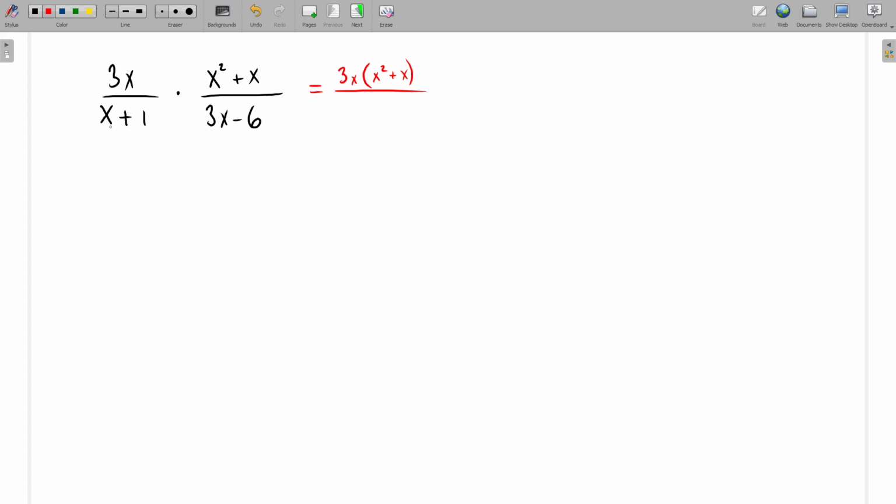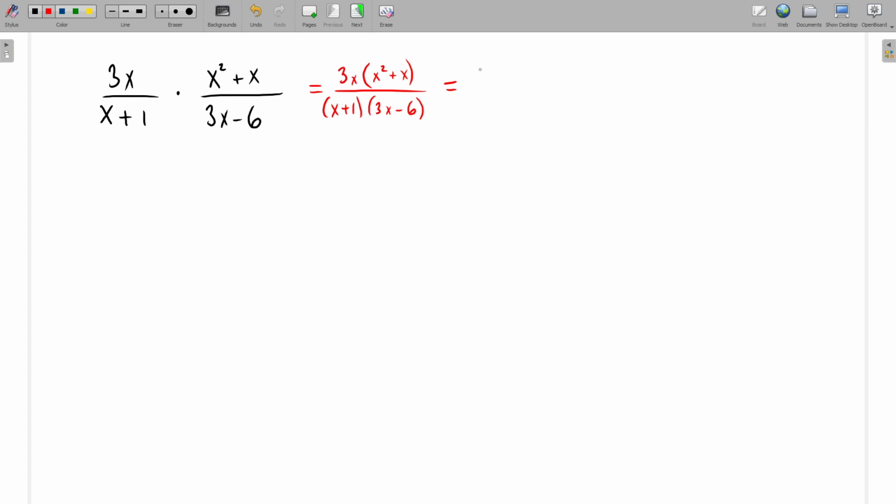We're going to do the same thing with the denominator. We have x plus 1, the denominator from the first expression, times the denominator from the second expression, 3x minus 6. Now, I highly recommend that you do not distribute and FOIL these out right now, because you won't see if things are going to cancel. So instead, we want to factor any of these terms that we can possibly factor to see if something's going to cancel.